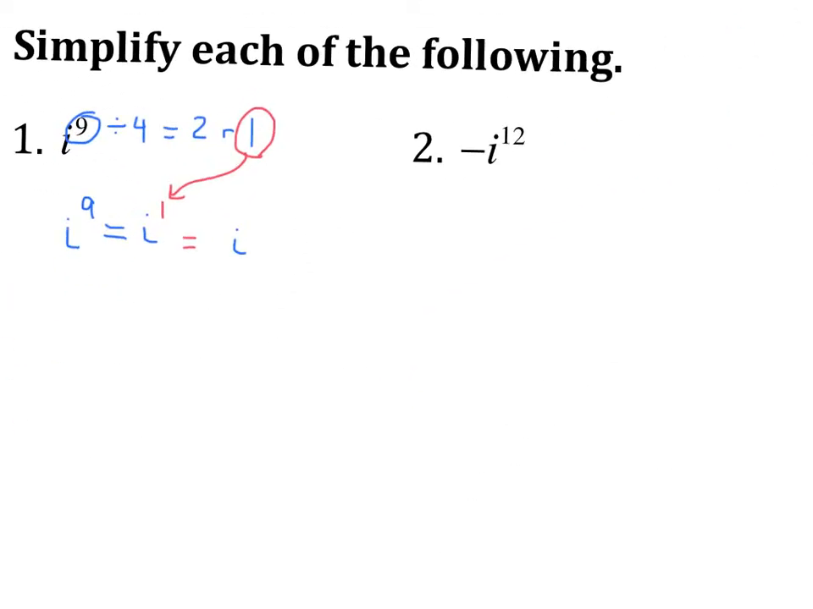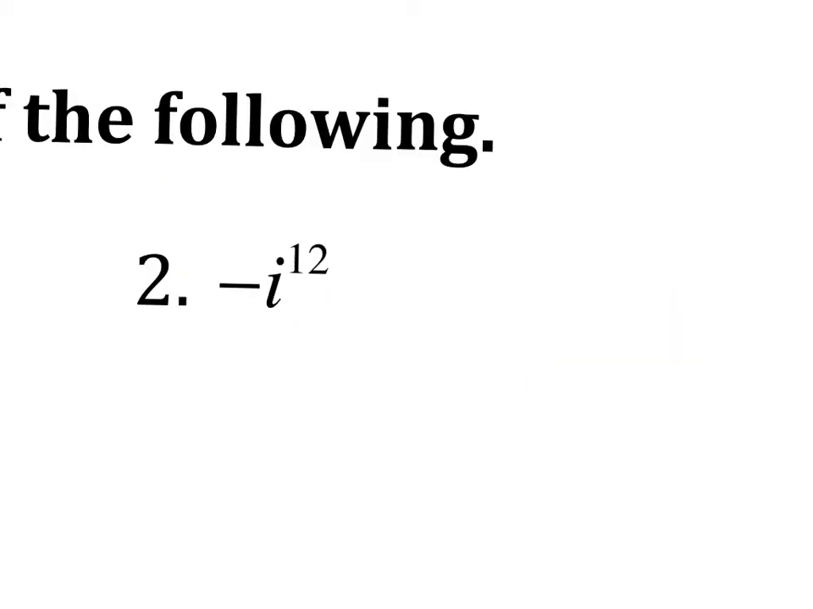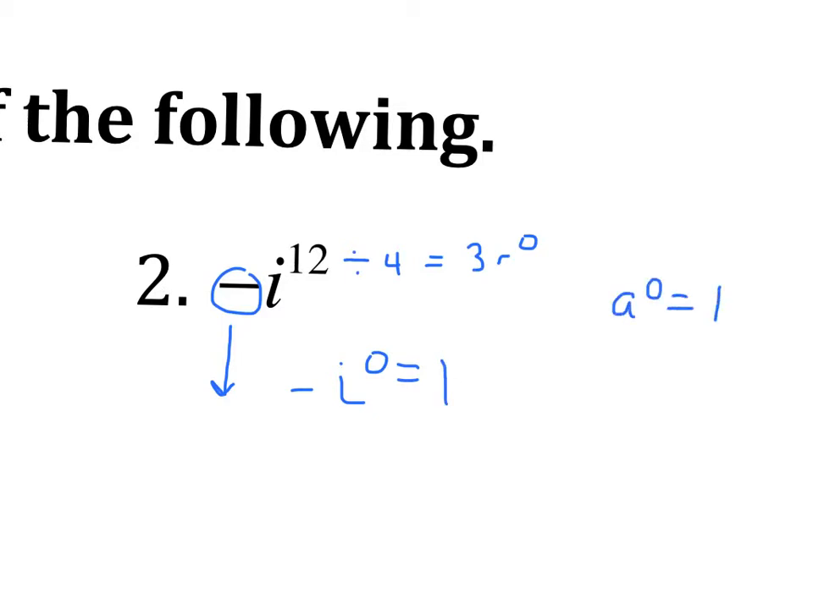So I'm done there. So let's look at this problem here. We're going to bring down this negative after we evaluate things, but I'm going to divide this by 4 to get 3 remainder 0. And so therefore, i to the 0, and if we recall anything to the 0 power, a to the 0 power is 1, which is effectively equivalent to i to the 4th power. So I bring down this negative, and I bring down this 1, and there's my answer, negative 1.